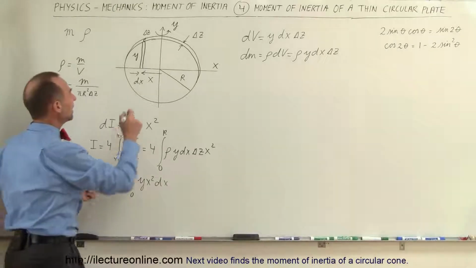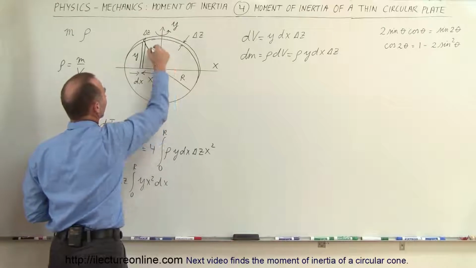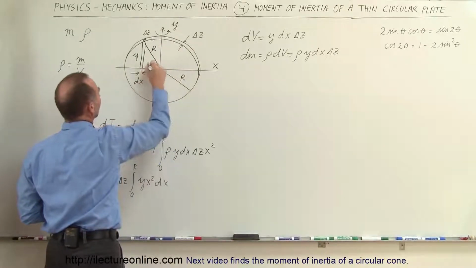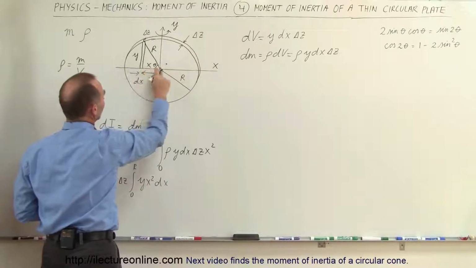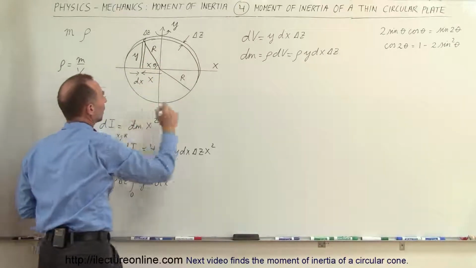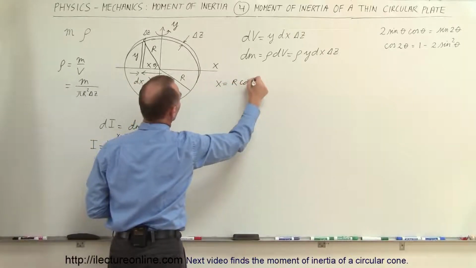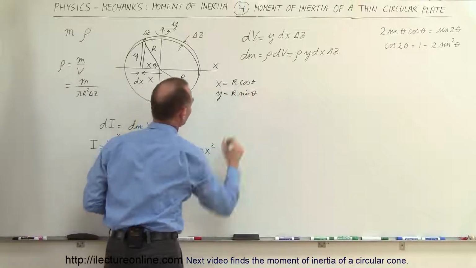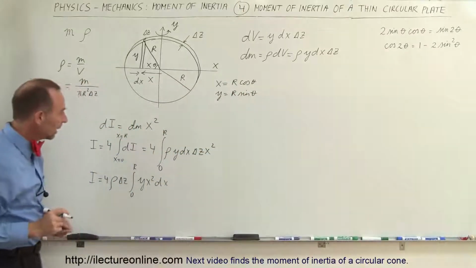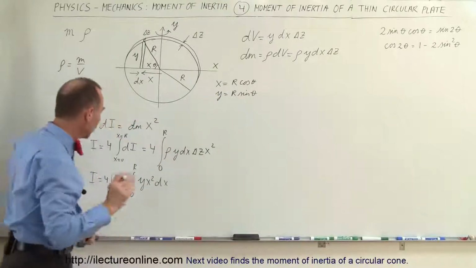But maybe what might be easier is to realize that if we draw a line from there to there, we realize that this is the radius of the circle, and if this angle here is theta, then this is the adjacent side x, that's the opposite side y. So we can write that x is equal to r times the cosine of theta, and y is equal to r times the sine of theta.